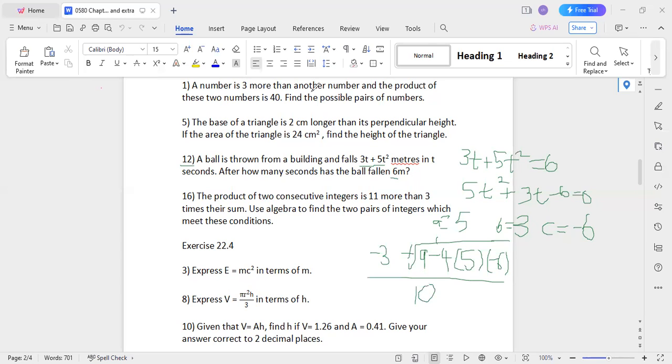So what value did you get? Let me see the chat. My calculator, what happened? 9 minus 4 times 5 times -6 will give you 129. Try that. 0.8357. Yes, 0.836, to significant figures.